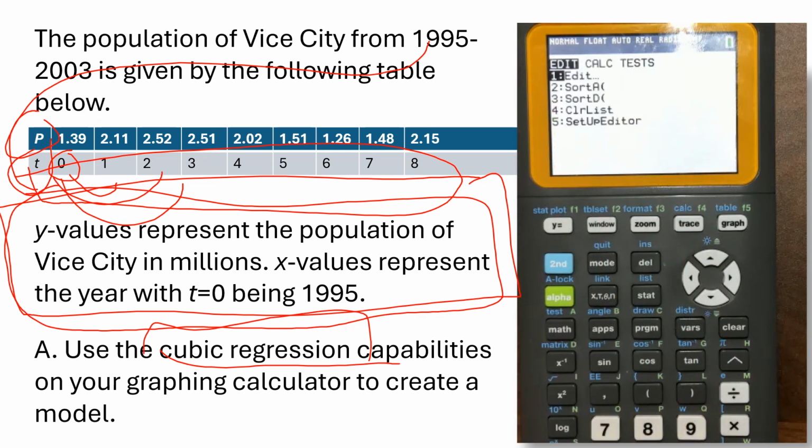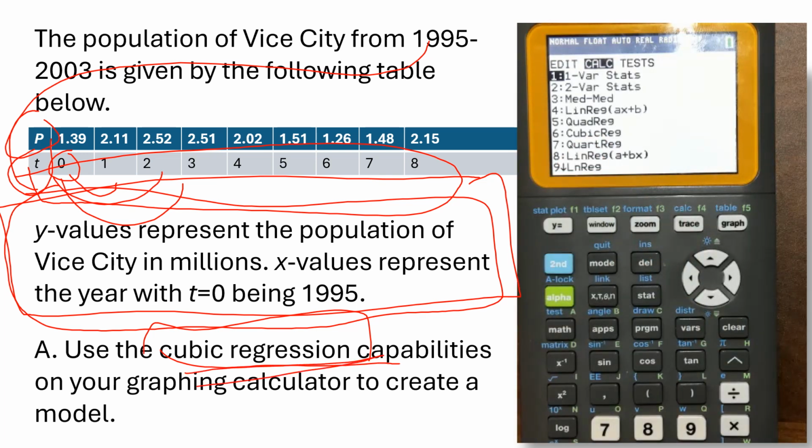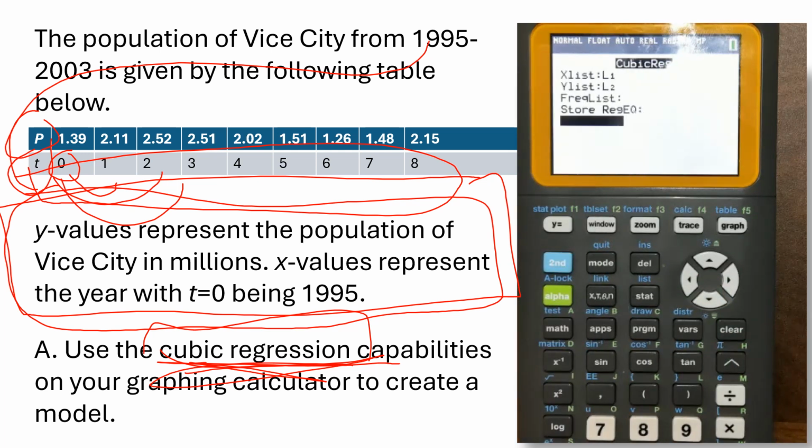Let's go back to stat. Move over to calculate and go down to cubic regression. How do I know that? It says use the cubic regression model. And then we're going to press enter all the way through. Just keep pressing enter. And there's our equation.